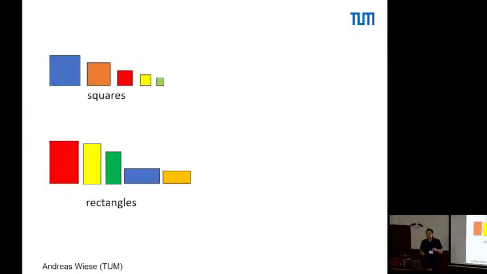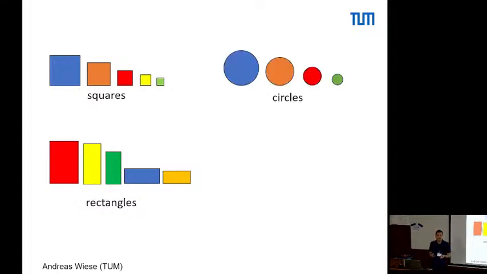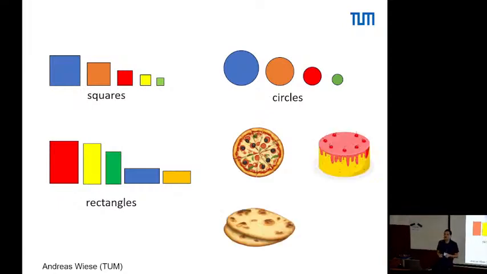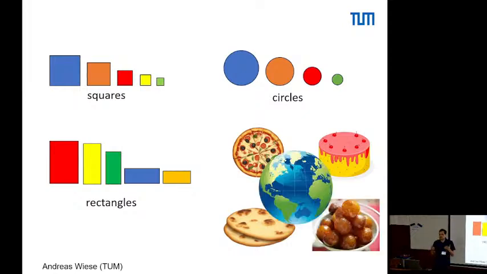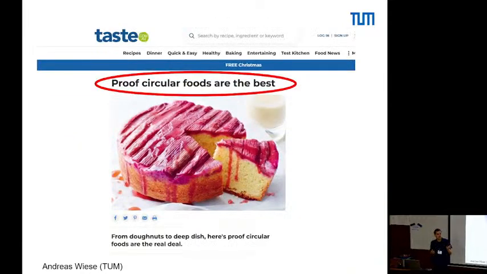So now after talking about squares and rectangles, I claim that there's also another very natural class of geometric objects that is worth studying here, which are circles. Why circles? Well, in this world there are many important objects that have the shape of a circle. For example, pizza, or cakes, or naan bread, and also many Indian desserts. And last but not least, also the world itself has the shape of a circle. It's not a surprise that you see all this delicious food here, because as you might know, there's actually a proof that circular foods are the best, which was published in the international journal taste.com.au.